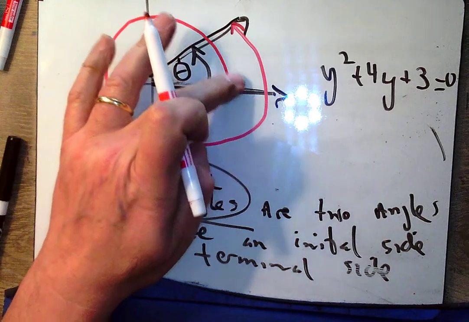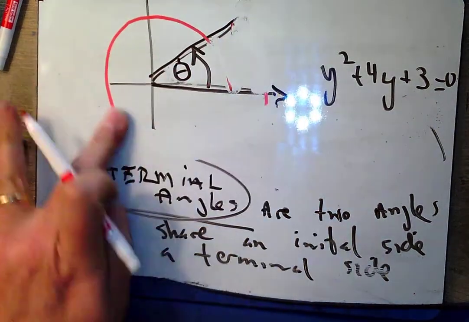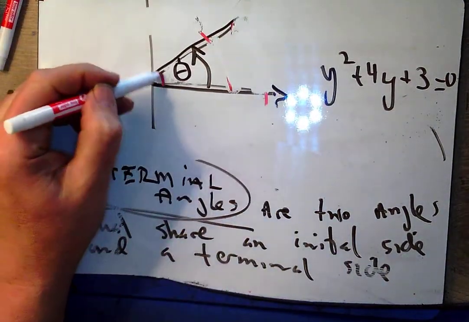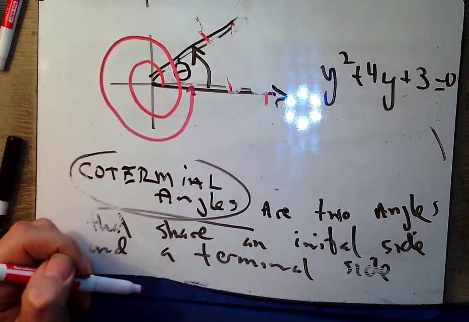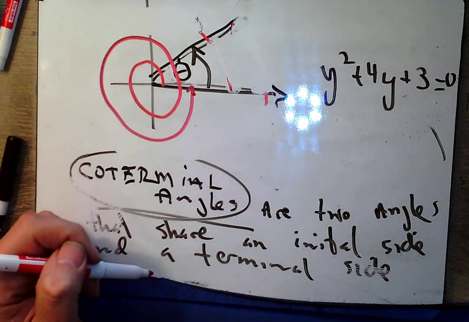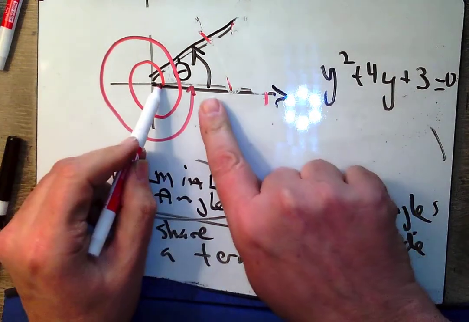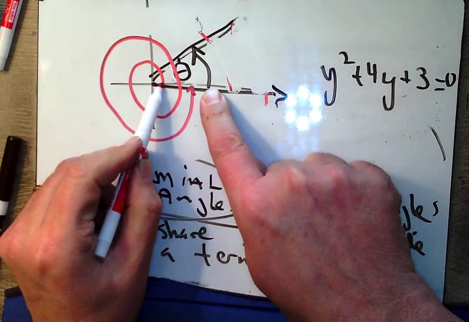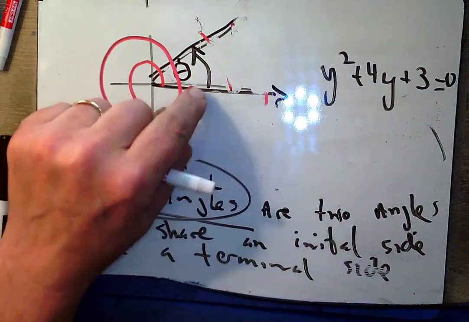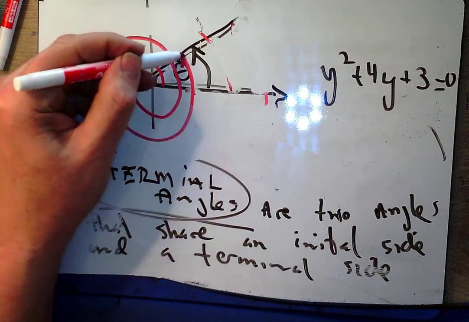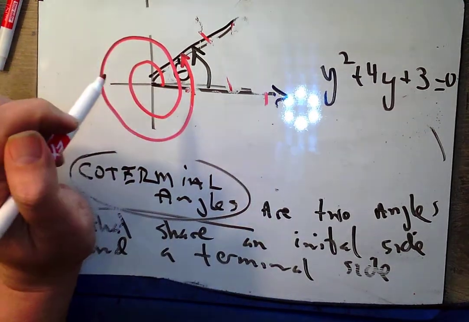Okay. Could I do this one? No. Why not? Because coterminal angles share an initial side, but they're also supposed to share a terminal side. So keep going with this little red guy until you get here, and then yes, those could be coterminal.